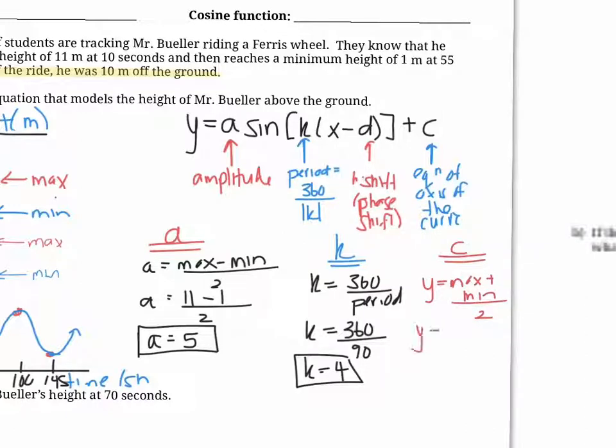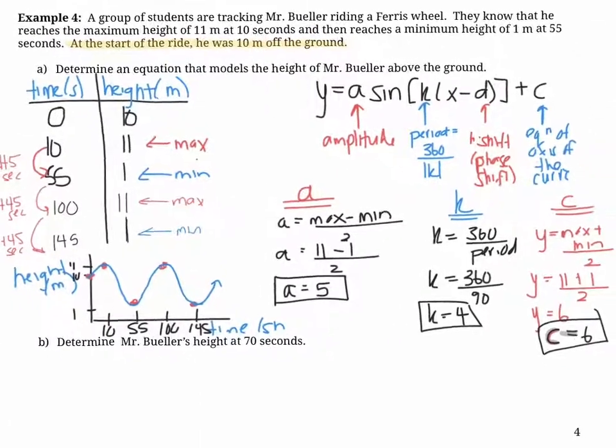It's just our average. So we know the max is 11 plus the min is 1, divided by 2. So we know this is going to happen at y equals 6. 11 plus 1 is 12, divided by 2. So we know that our C value is equal to 6. So we have our A, we have our K, we have our C. The last step is our horizontal shift, okay?